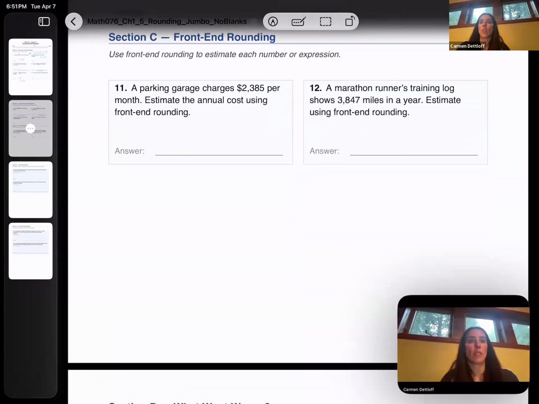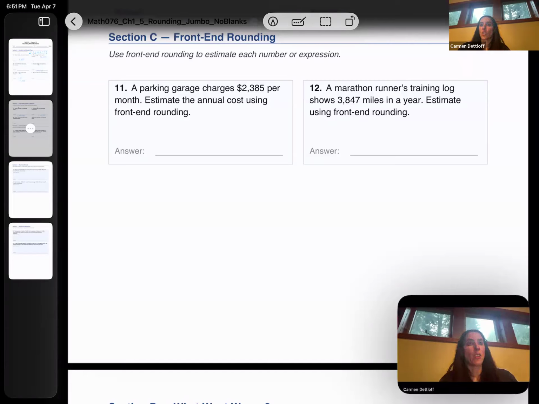Front end rounding. Rounding is where we estimate a number beforehand, so it makes our math easy down the road. So these are just a little bit of personal preference. It doesn't tell us where to round to, so we kind of have to make our own choice on what we think would be a good number if we were just trying to do some mental math.